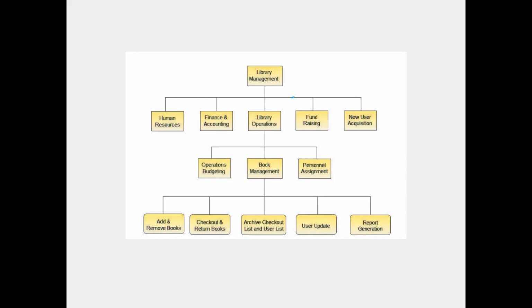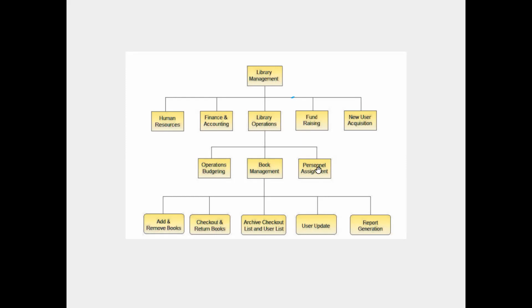So and for salaries, for other tasks and so on. So this is cooperations on operations budgeting. Then the main one comes under here as book management. Under that one, we can talk about how to add or remove books, checkouts and returns, archive checkout list and user list, user updates, report generation.